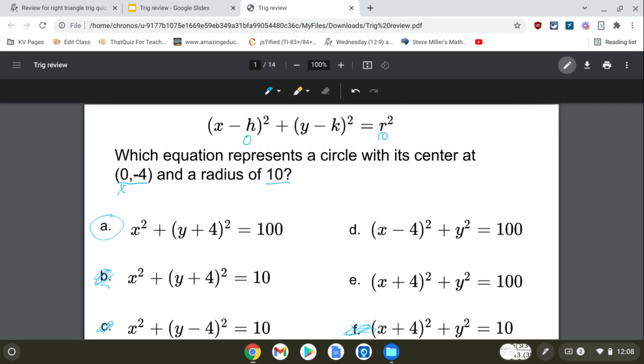x minus 0 squared is just x squared. And then for the y part, it's going to be the opposite sign of whatever is shown there in the center, because it's a minus k. Therefore, on your answer, it's going to be +4.